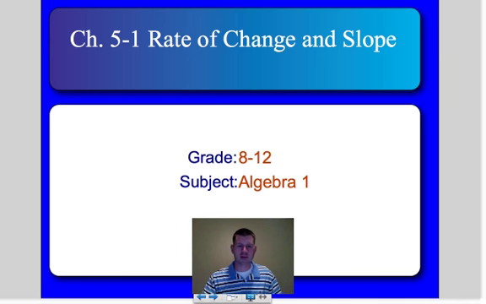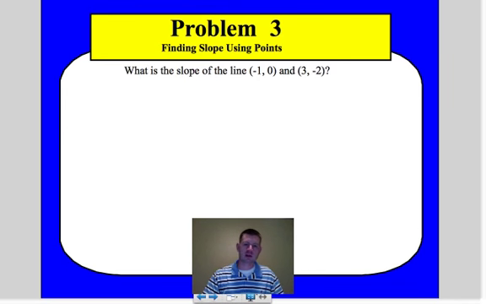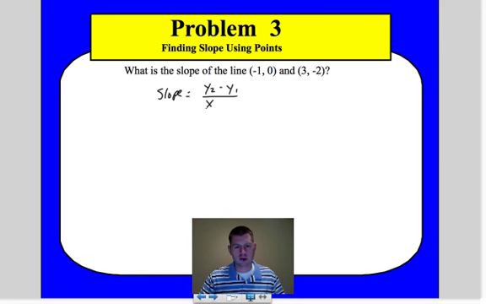Okay, well, welcome back. We're back in rate of change and slope. Let's go ahead and look at problem number 3. Problem number 3 now gives you 2 points. So we go back to that equation that we were talking about, where slope is equal to the y2 minus the y1 over the x2 minus the x1. This is how we find slope from 2 points.